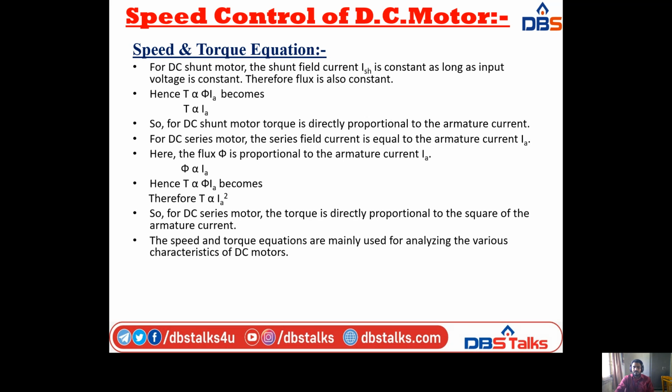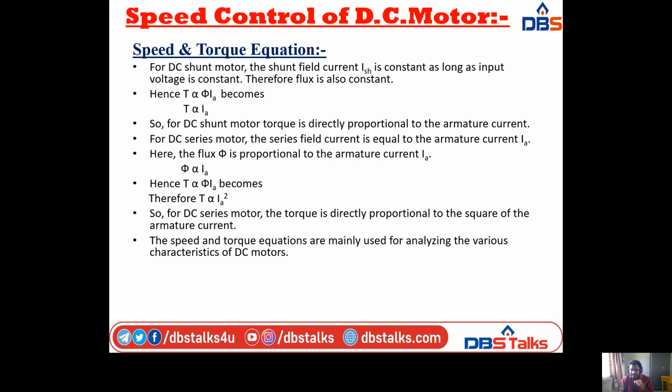Next, I am going to take the DC shunt motor. For the DC shunt motor, the shunt field current Ish is constant as long as the input voltage V is constant. Therefore flux is also constant. So torque is proportional to phi into Ia from the torque equation, but for the DC shunt motor the shunt field current is constant as long as input voltage is constant, therefore flux is also constant.